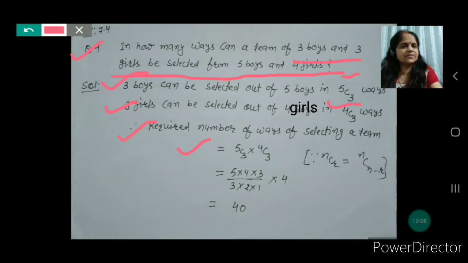For 5C3, students, 5 into 4 into 3, in the denominator 3 into 2 into 1. 4C3 or 4C1 will be equal. So here it is 4 only. Multiply this, you will get the answer.